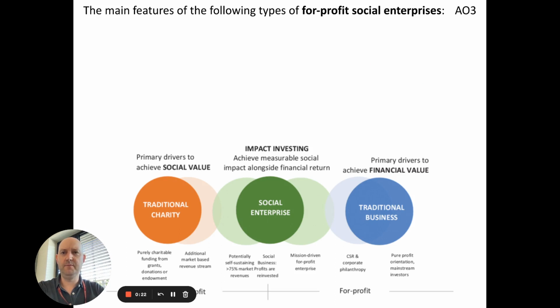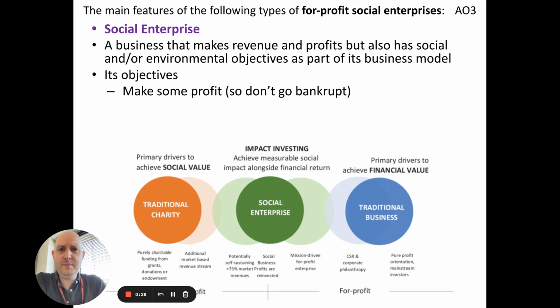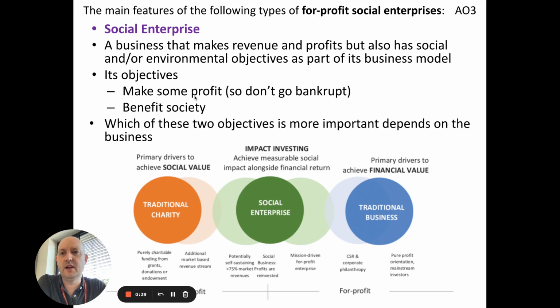So firstly, what is a social enterprise? Well, a social enterprise is any business that doesn't necessarily make profit and revenue the core objectives of the business. So with for-profit social enterprises, they're still trying to make money. They also have some objectives which are there to benefit society. And which of these two objectives is important? That depends on the business.